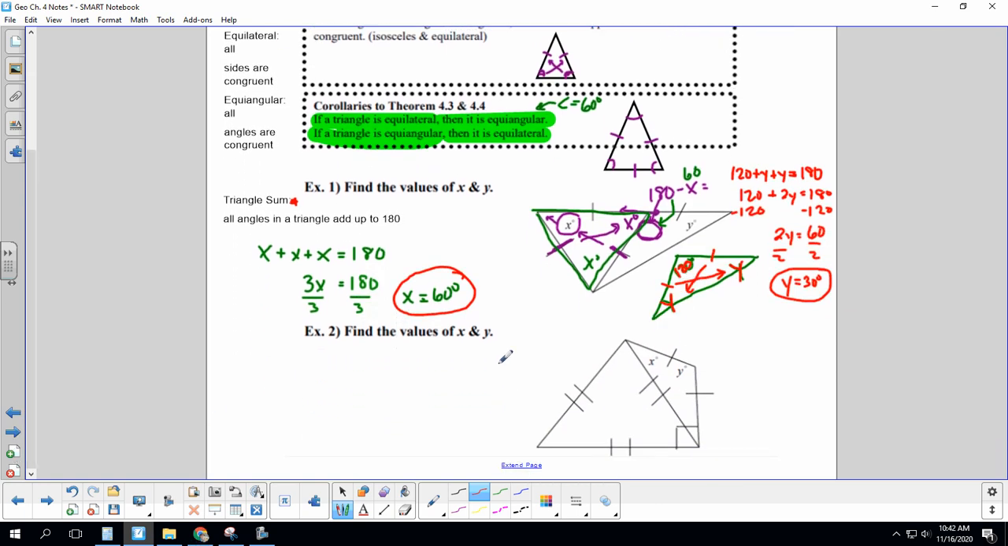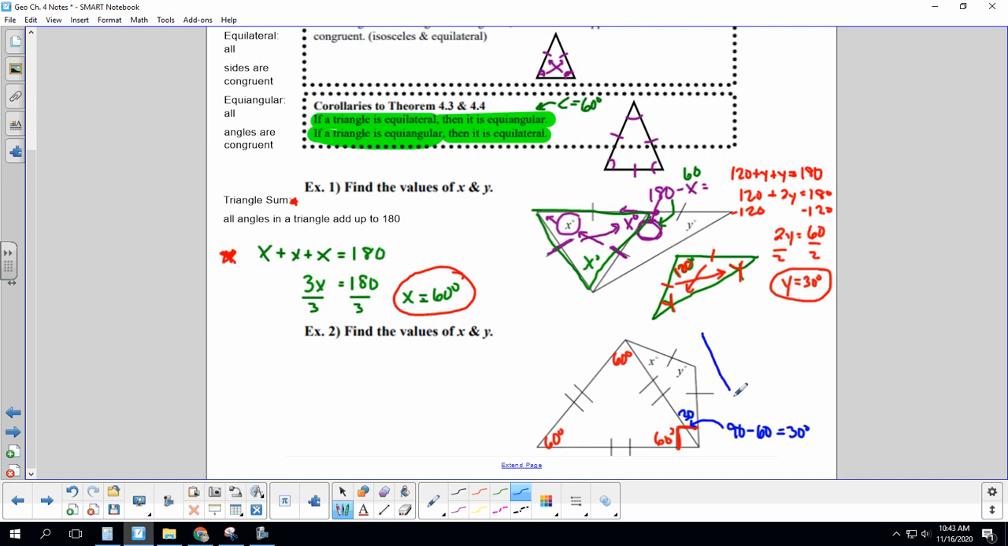Okay, let's look at example 2. We're also going to find the values of x and y. This triangle here is an equilateral triangle, so we know that all of its angles are going to be 60 degrees. If you don't believe me, you can redo the math that we did up here. All the angles in an equilateral triangle are going to be 60 degrees. Look at this guy, he's equal to 90 degrees. So our missing angle right here is going to be 90 minus 60, so this guy is going to be 30 degrees.